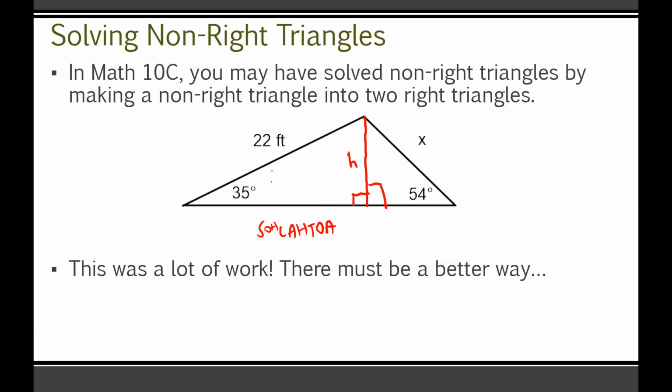So you could use sine of 35 equals H over 22, solve for H, and then you have this, and you go, oh, okay, that's our opposite side in this one, and you're looking for the hypotenuse. Oh, dang, opposite hypotenuse, that's sine again. You could say sine 54 equals opposite, which whatever H was, which you found over here, and then put it over X. Oh my goodness, a lot of work, right?